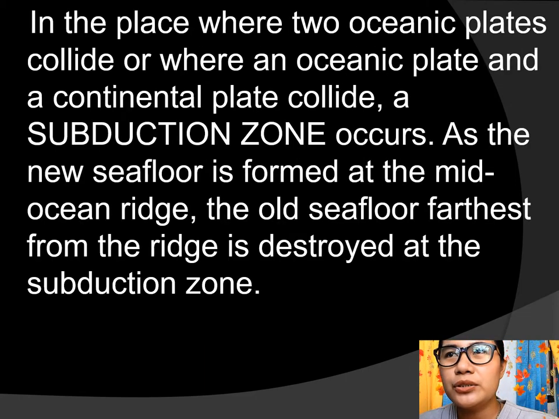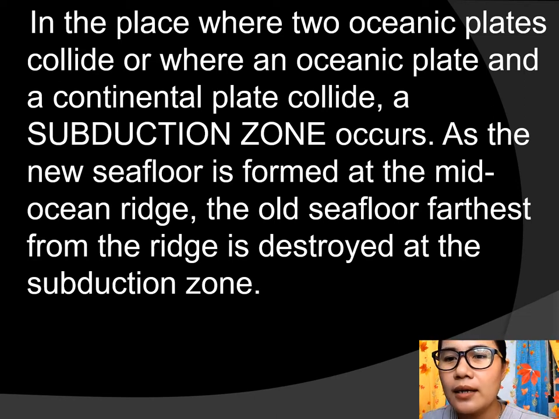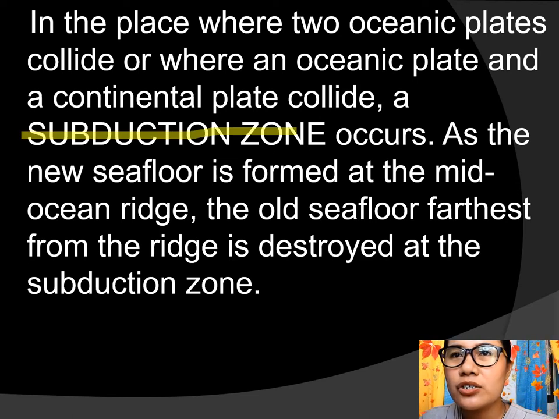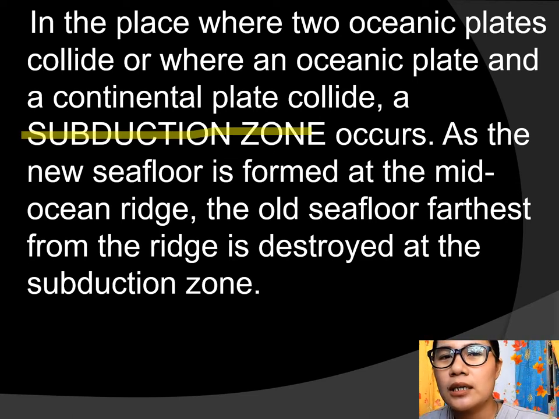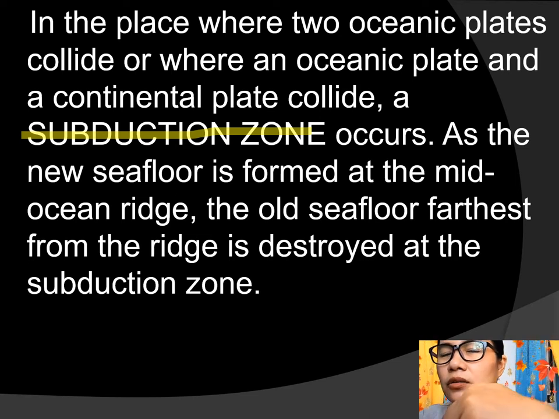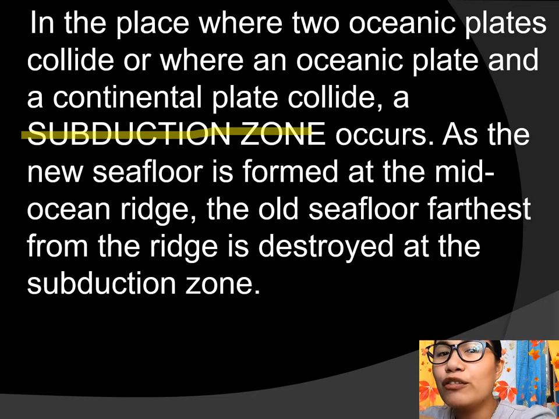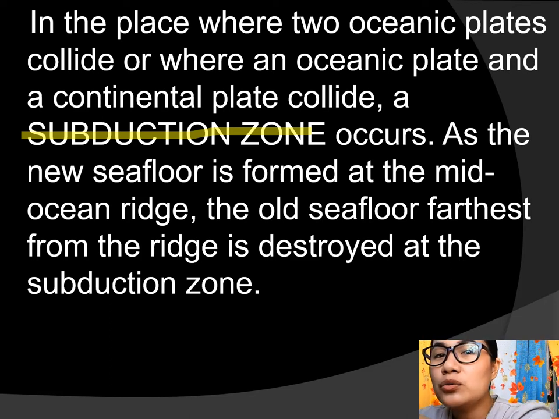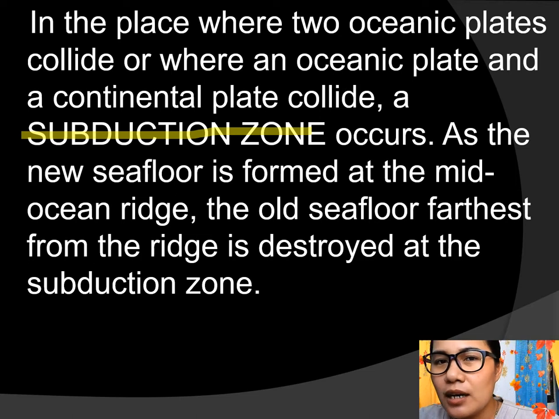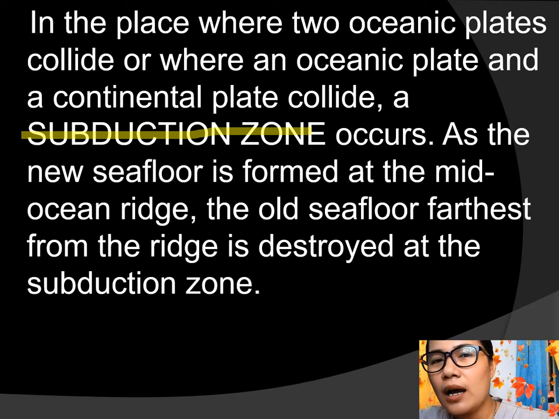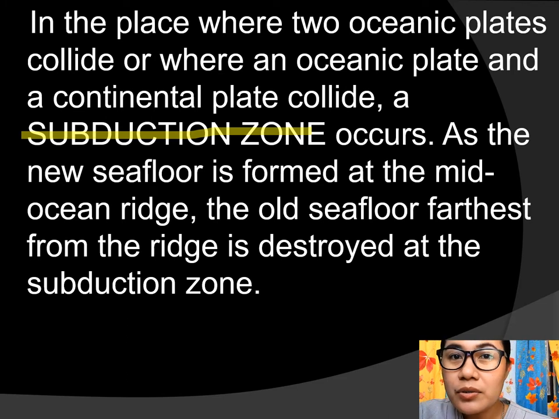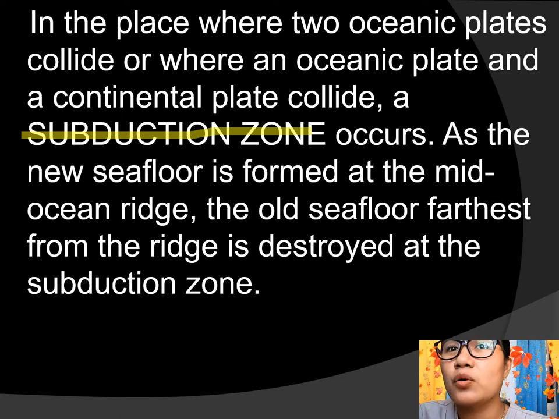In the place where two oceanic plates collide, or when an oceanic plate and a continental plate collide, we call it a subduction zone. A subduction zone is where the oceanic plate subducts, or goes under, the continental plate during their convergence. So the land goes back down toward the mantle. The molten magma looks for a way out, because it is hot down there, and it looks for the mid-oceanic ridge. At the divergence between two oceanic plates, it comes out.